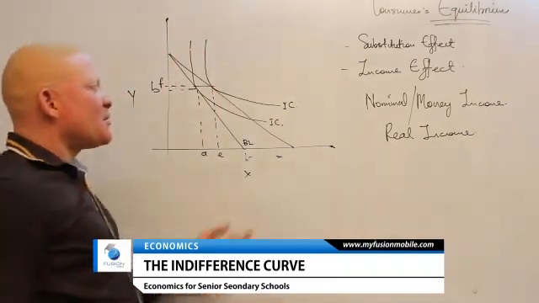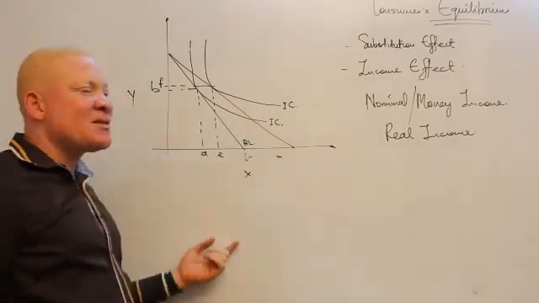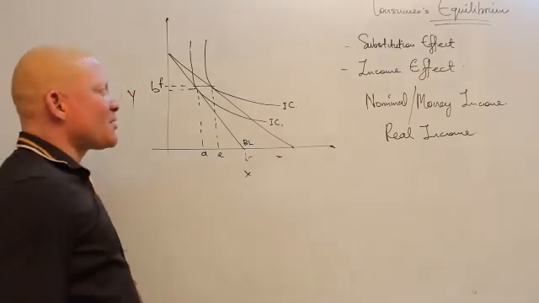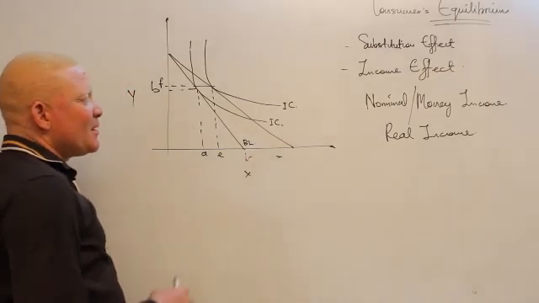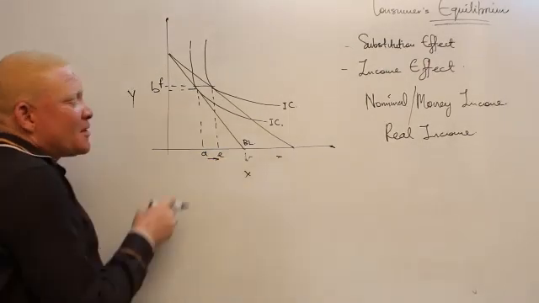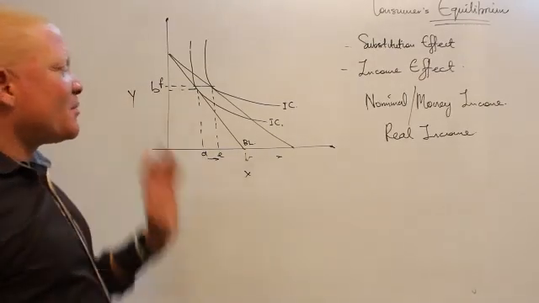The real income is the worth of the money income. That is the quantities you can actually get or buy for the two products. So now, movement from A to E would represent our income effect in terms of X as well as in terms of Y. So we have that.